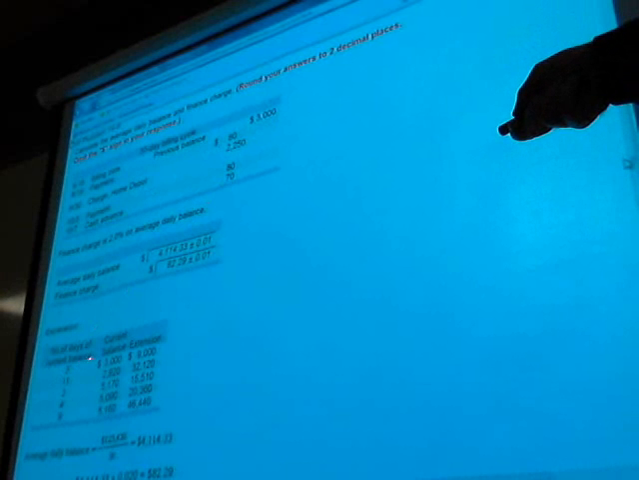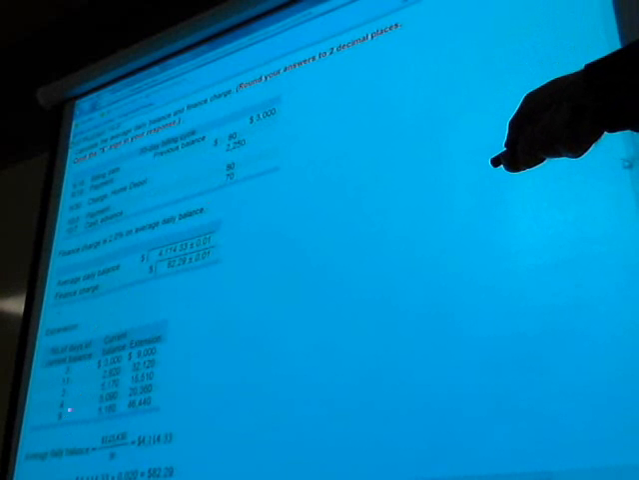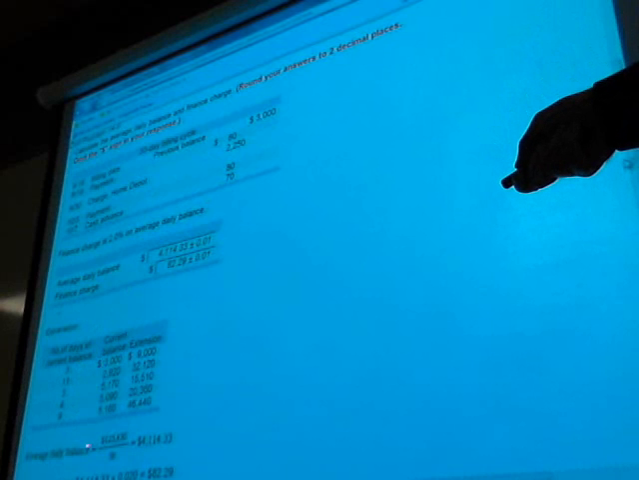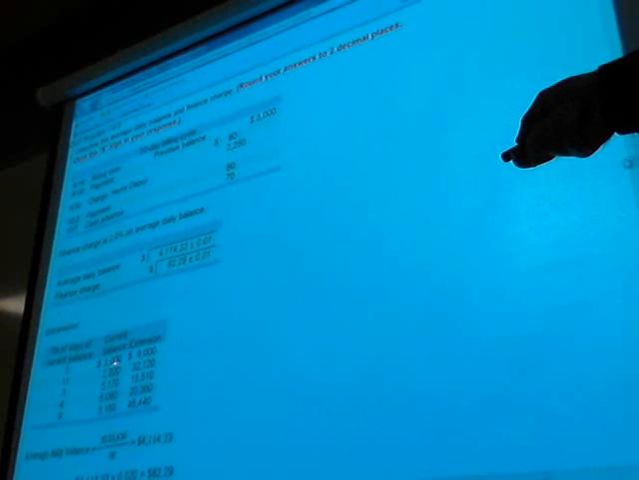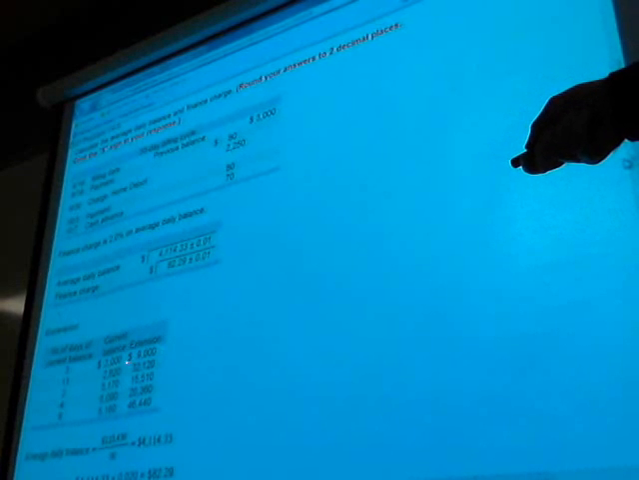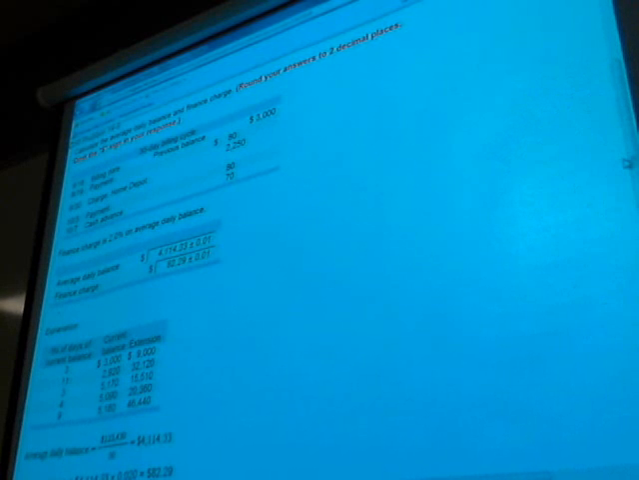Imagine a multiplication sign right here, all the way down. So you multiply 3 times 3,000, and you get 9,000. And this is what it equals, each one. You do it the same way all the way across. One thing you have to be careful of is counting the days in between the transactions, because if you're one number off, it throws your entire problem off.